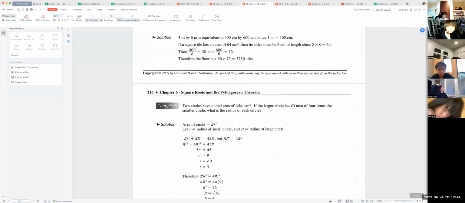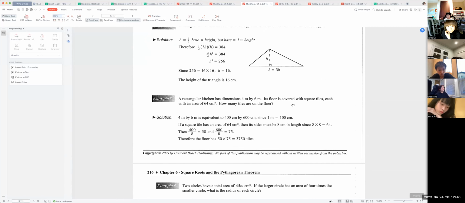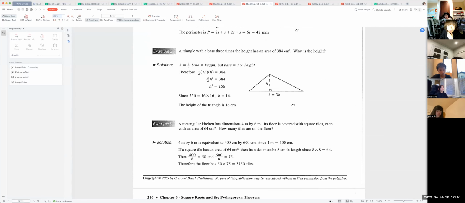Okay. So now let's take a look at this one. Okay. So a triangle with a base. Let's take a look at this question. A triangle with a base 3 times the height has an area of 384. What is its height?